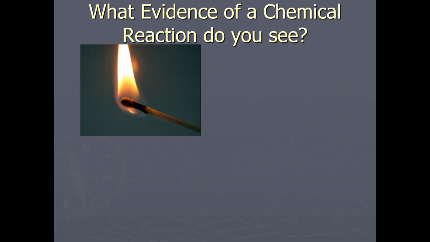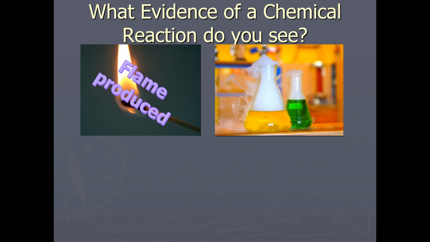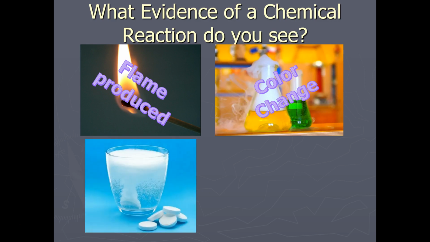Here we have a match burning. So what evidence is this of a chemical reaction? That's an easy one. Flame being produced. How about in these beakers here? I went with color change because you can see we have a yellow and a green. We can also see that some sort of temperature change is occurring, and also gas being produced. Multiple ones you could have gone with there.